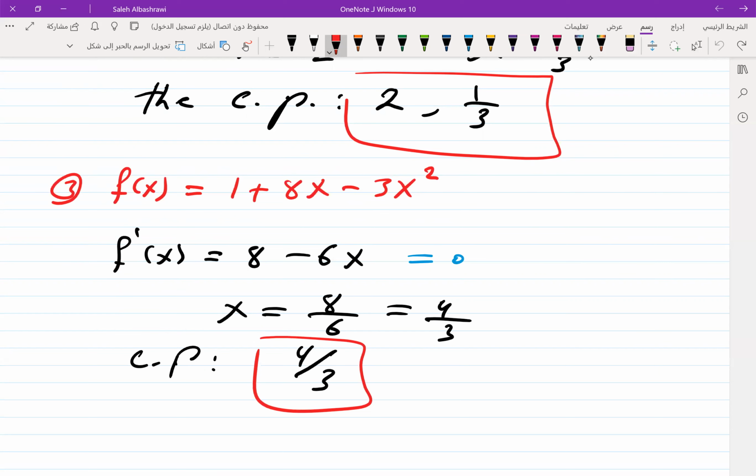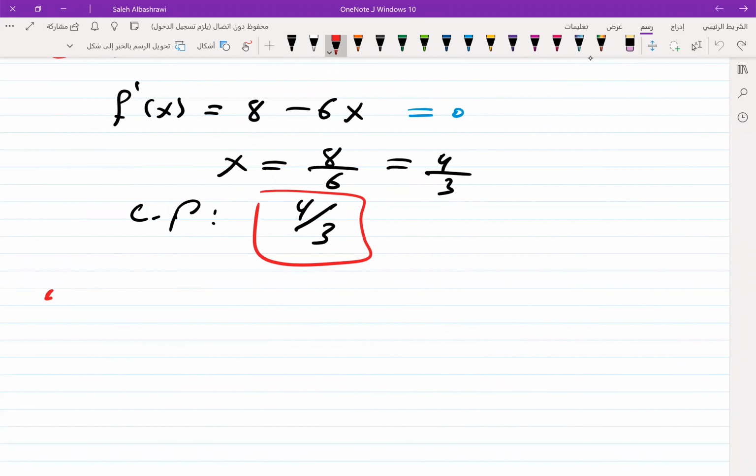So the critical point for this one is 4 over 3. One last example. Number 4. Have f of x equal to 3 multiplied by x to power 5 over 3 minus 15 x to power 2 over 3.